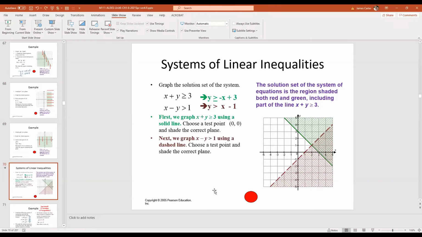What if you got 2 equations? Well, here's the first one. I changed it into y-intercept form, and now I graphed it. Because of the or equal, I'm going to use a solid line. My y-intercept is 3, and I go down 1 over 1, down 1 over 1, down 1 over 1, down 1 over 1. Solid line. Because this is greater, I have to use y values higher than the ones on the line.